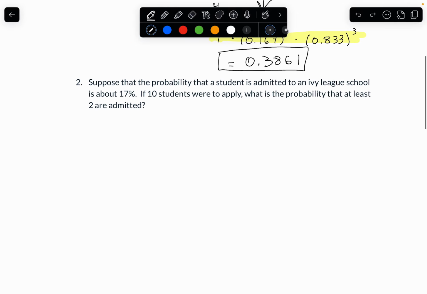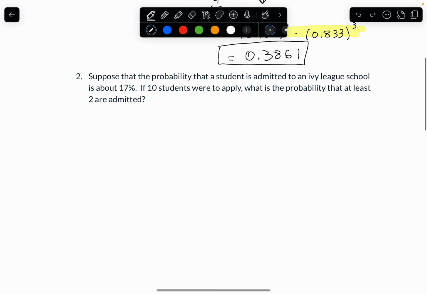Number 2 says, suppose that the probability that a student is admitted to an Ivy League school is about 17%. If 10 students were to apply, what is the probability that at least 2 are admitted? Now, this one, I have to be honest, it is a little bit tricky. It says at least 2. So we need to think about this. This is actually talking about multiple scenarios here.